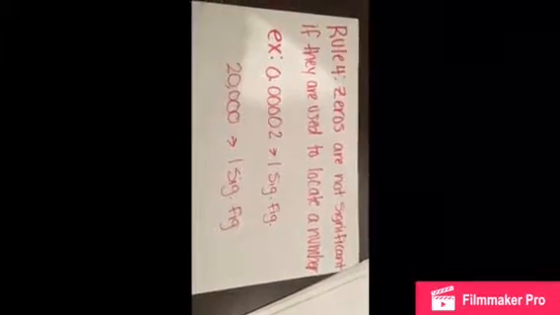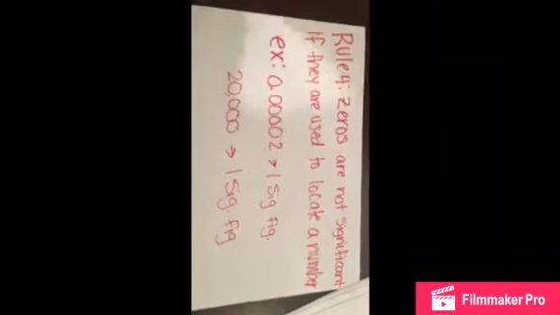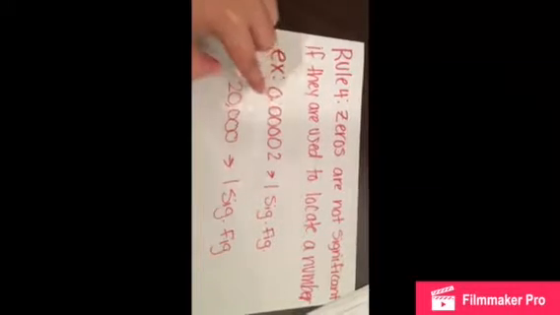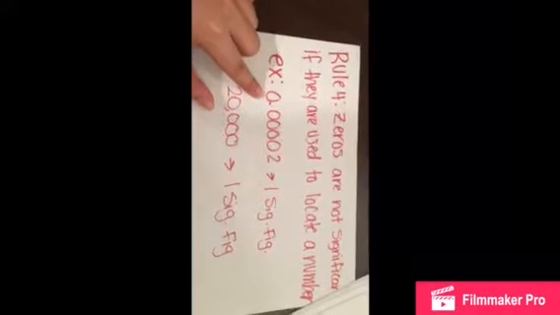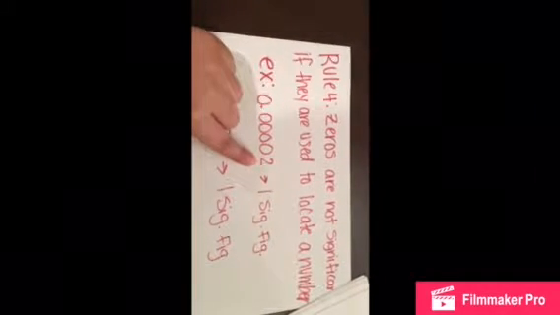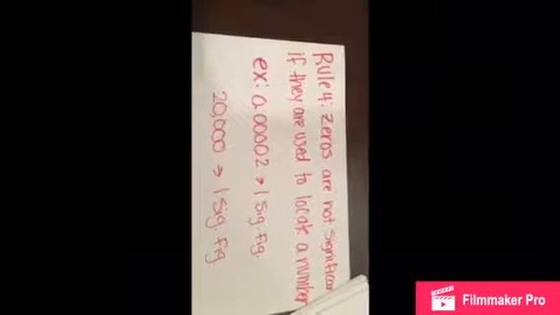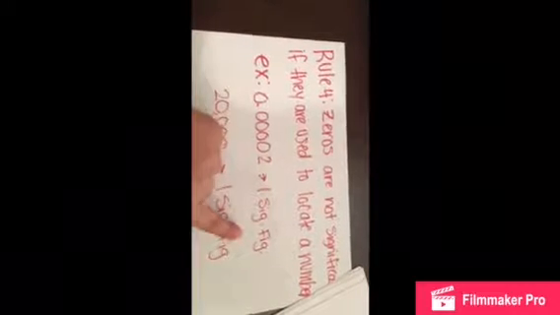Rule number 4 is zeros are not significant if they're used to locate a number. An example would be 0.00002. They're used to locate a number and trying to round it to make it 1. And so that's why the only significant figure is 2, because rule number 1 is any number 1 through 9 is significant, and that's why there's only 1 significant figure.